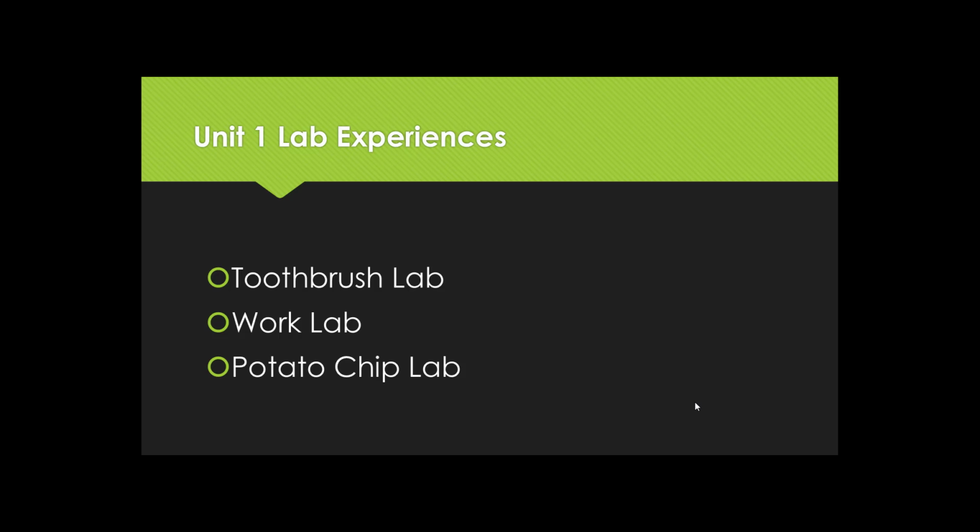Unit 1 has 3 major labs. Of course, you can add more and you can take away what you wish. However, the ones that I've chosen to do in this unit are the toothbrush lab, the work lab, and the potato chip lab. So I'm going to briefly talk about all 3. The first one is the toothbrush lab that I use to help students identify when there's more than one independent variable in a situation, as well as helping them write very specific detailed procedures.